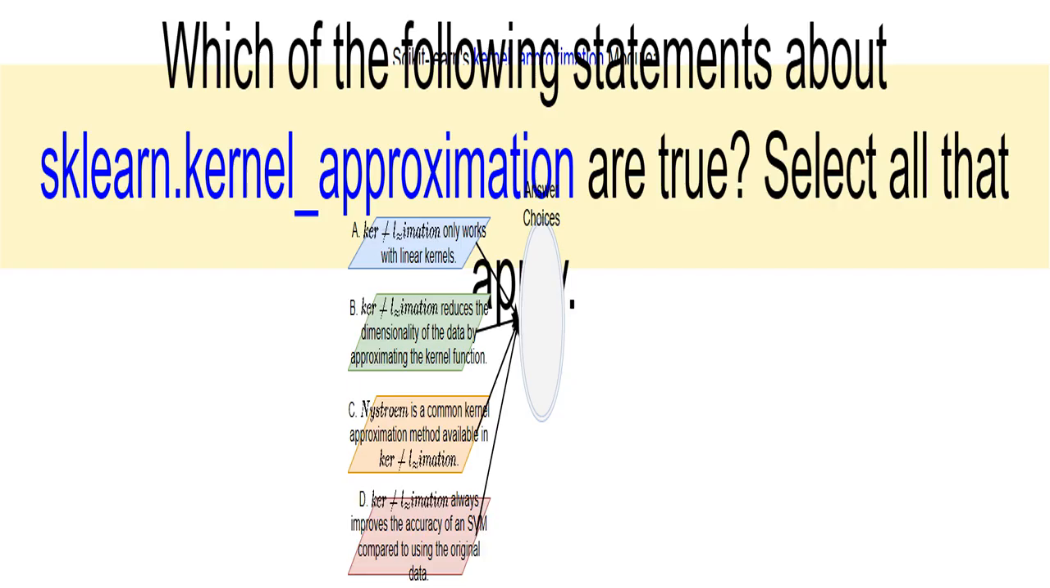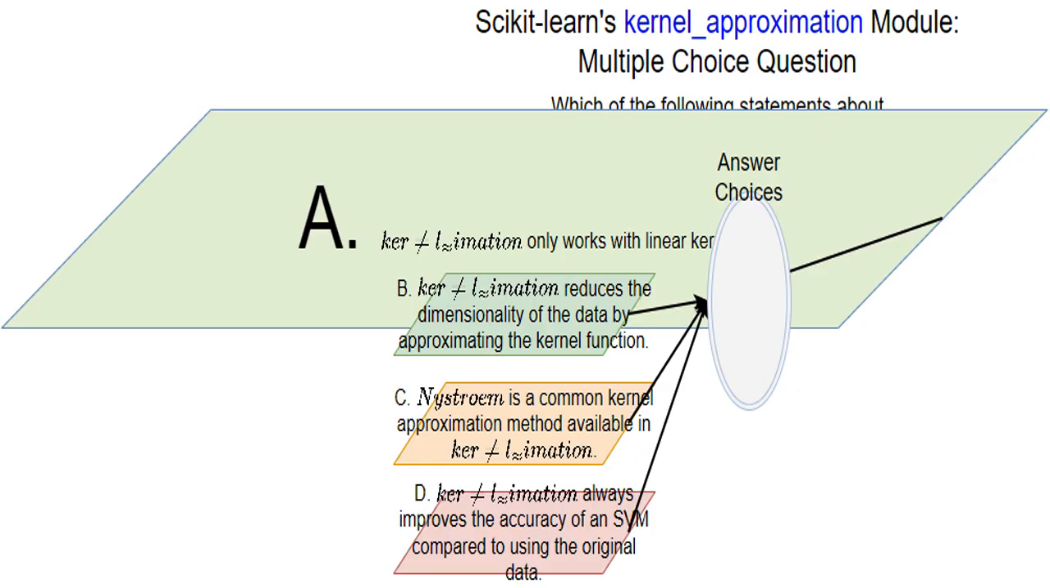This is a multiple-choice question testing your understanding of the kernel_approximation module's capabilities and limitations. Let's break down each statement carefully. This statement is incorrect. The kernel_approximation module can handle various types of kernel functions, not just linear ones. Remember, kernels define how your data points relate to each other, and linear kernels are just one type.